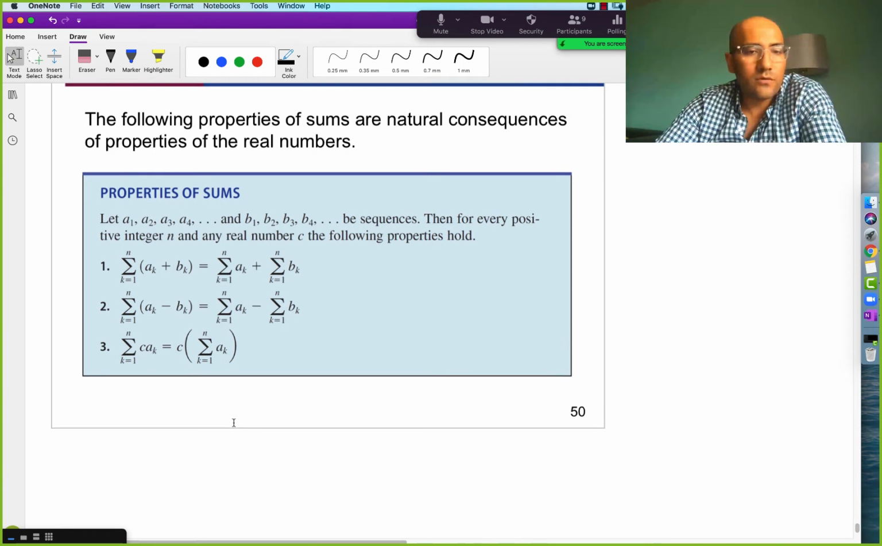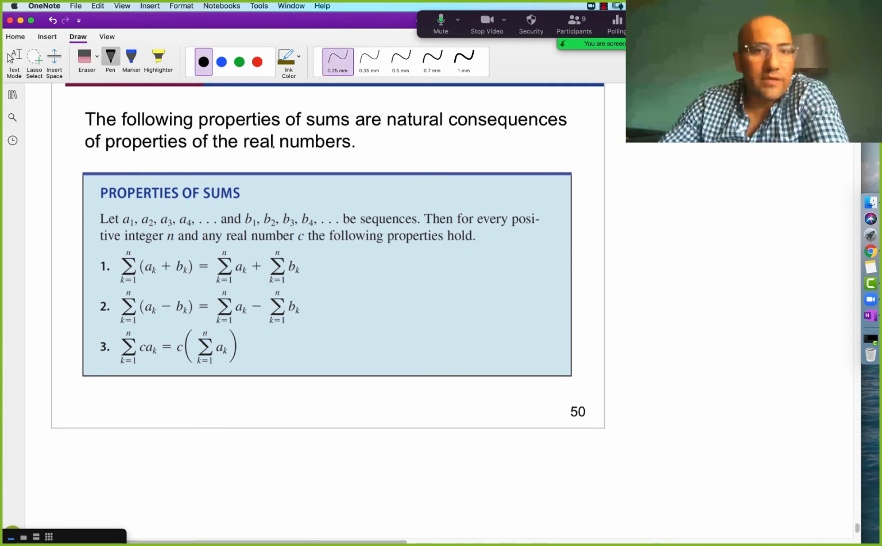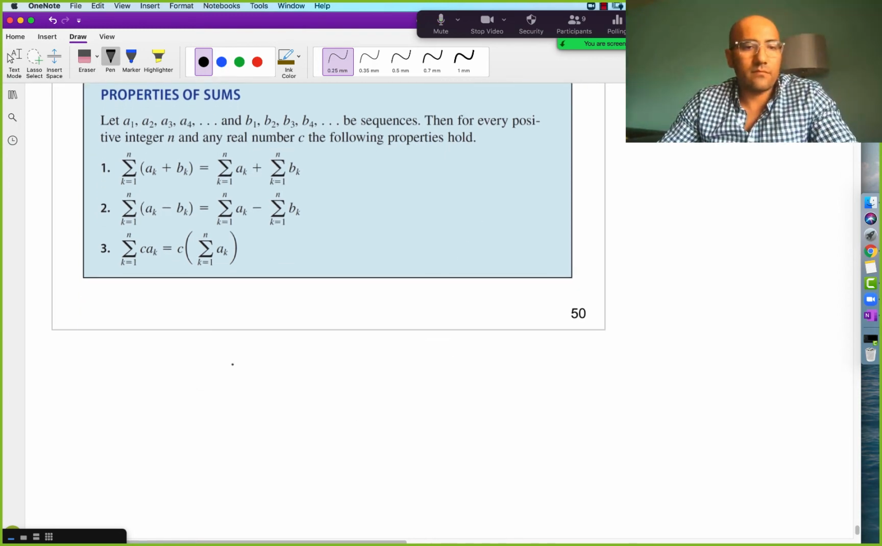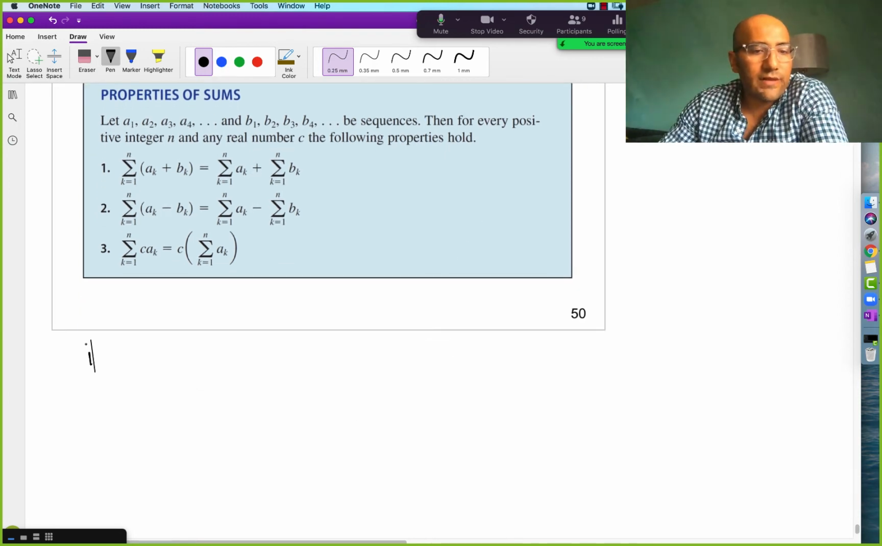Good. So what this means, let's do an example for number 1, as an example of what that's saying. Let's say I'm asking you to do the sum of k.